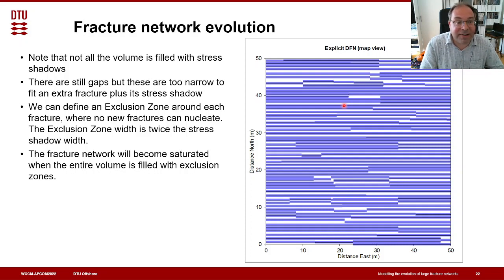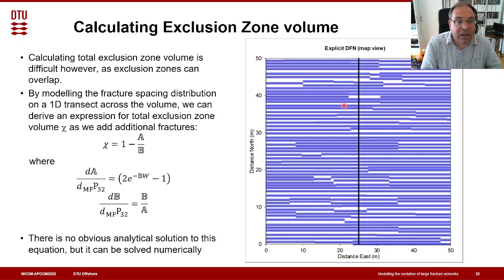So we can define an exclusion zone around each fracture in which no new fractures can nucleate. And this exclusion zone has a width twice that of the stress shadows. The fracture network will become saturated when the entire volume of the layer is filled with fracture exclusion zones. However, calculating this point is difficult because the fracture exclusion zones, unlike the stress shadows, can overlap.